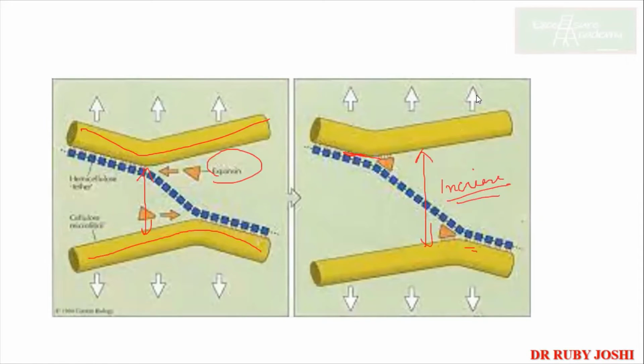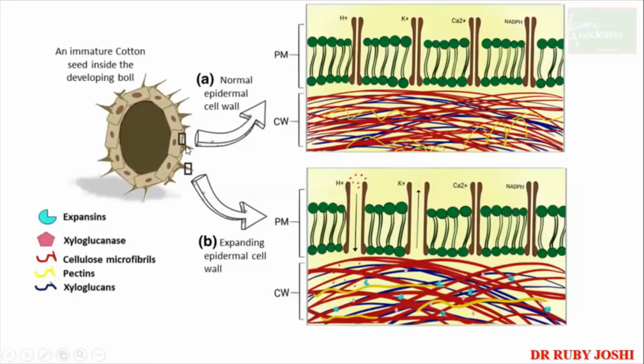I guess I have another image. Yeah, so you can see it over here. We have taken this small section, and let's see, in the case of the normal epidermal cell wall, what is happening? You have the membrane, everything present, right? And these are your cellulose and the other portions, hemicellulose, pectins, etc. You can see how nicely they are compact, right?